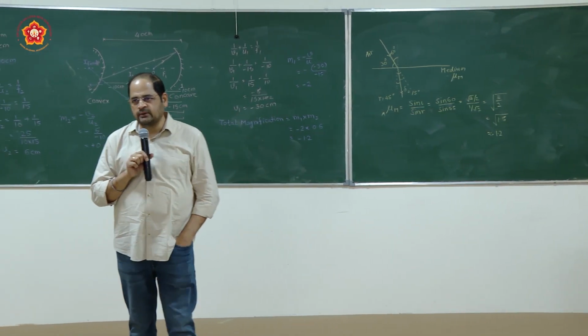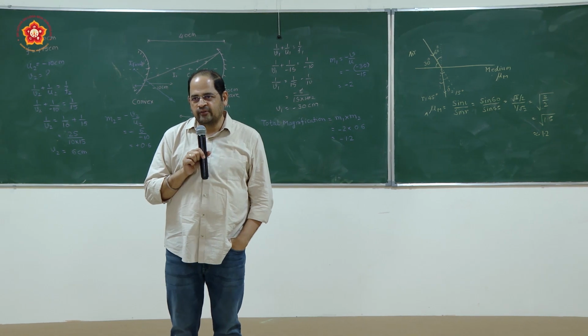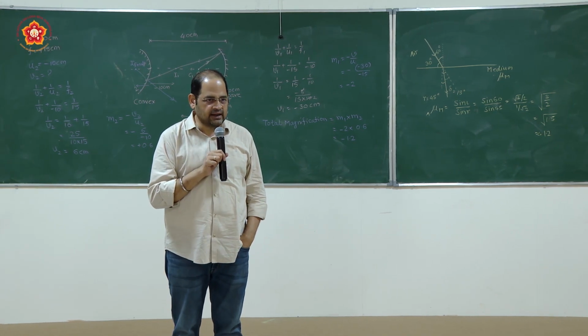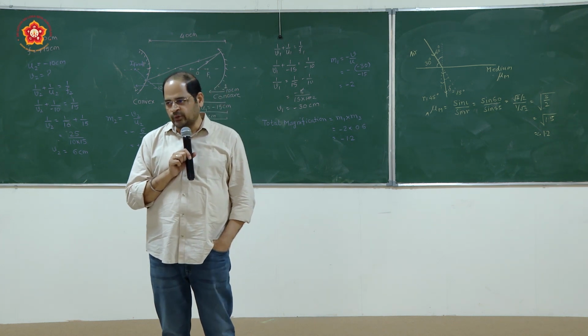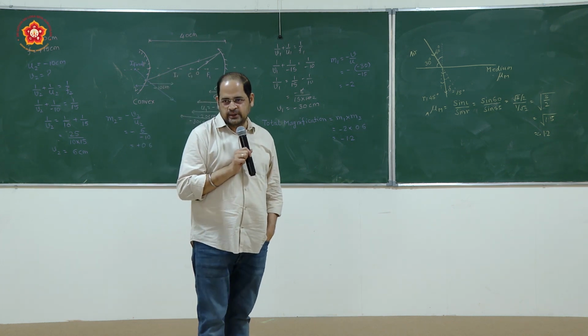Have you got the problem now? Where you have committed the error, have you seen that? Now, do you know how to calculate the exact value of square root 1.5?